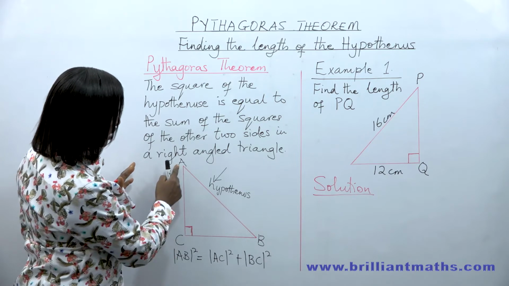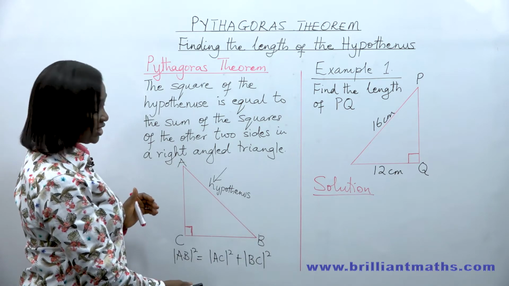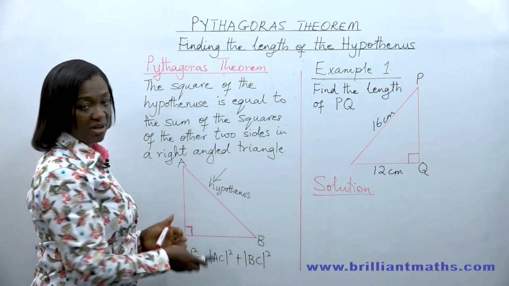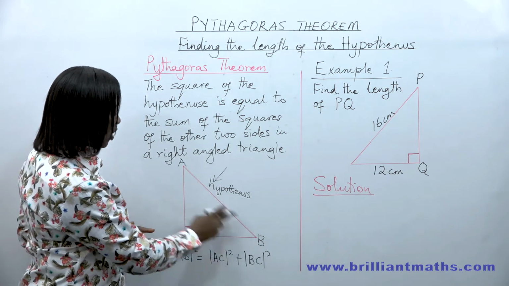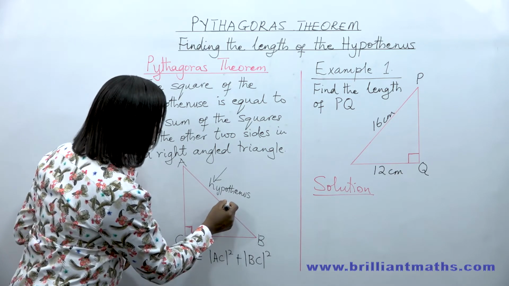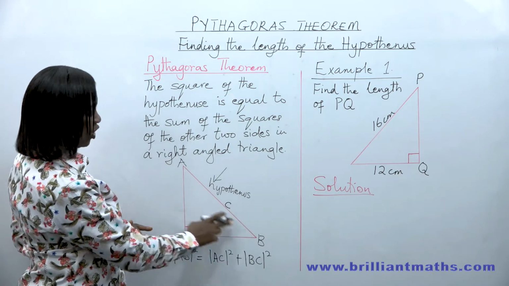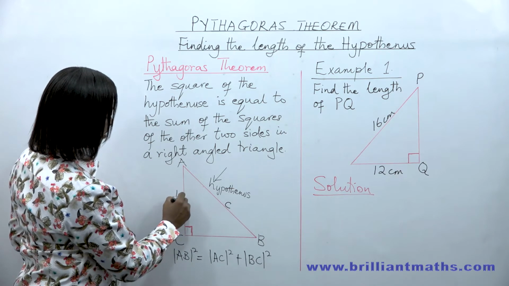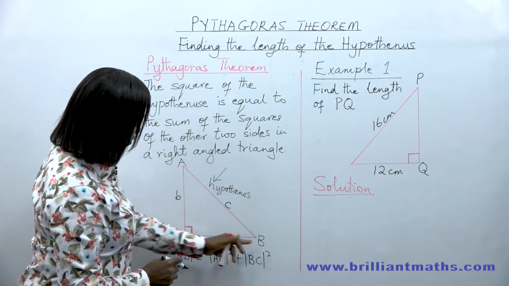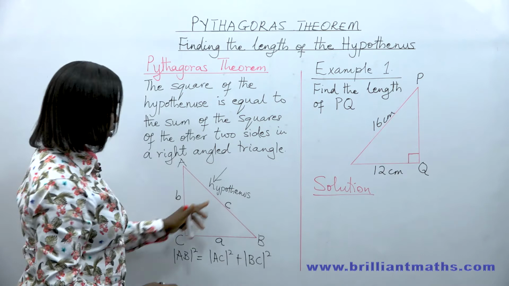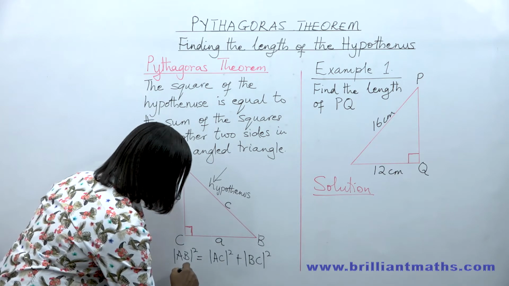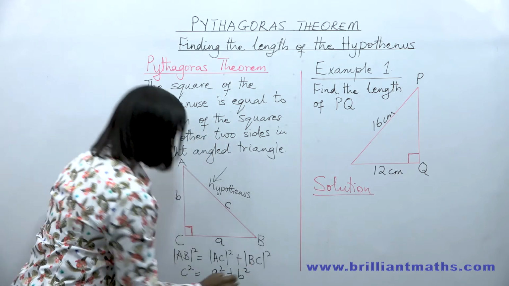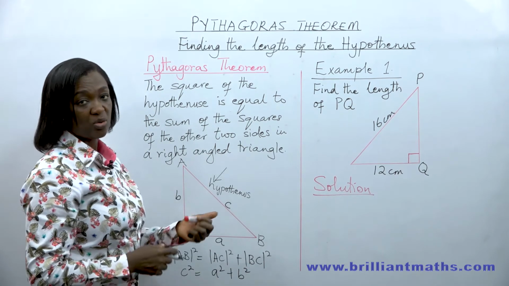So the theorem states that the square of the length of AB is equal to the sum of the square of the length of AC and the square of the length of BC. For short, the line opposite the angle is labeled with the same alphabet but in lowercase. So here we can call the hypotenuse side C. And then AC is our B and BC is our A. So that we can write the theorem or the formula as C squared is equal to A squared plus B squared, or B squared plus A squared.